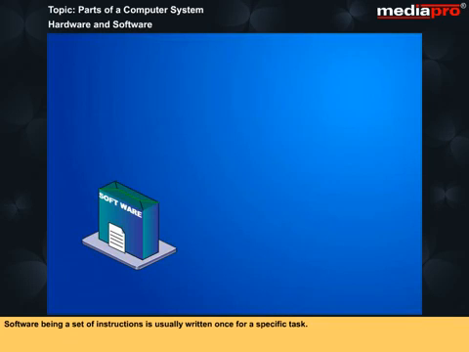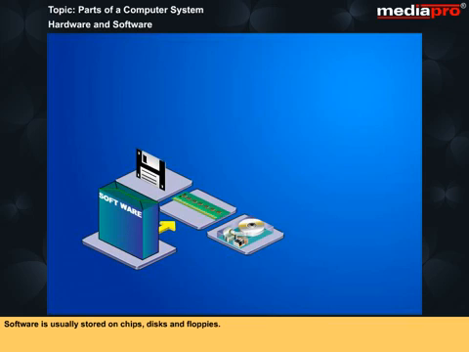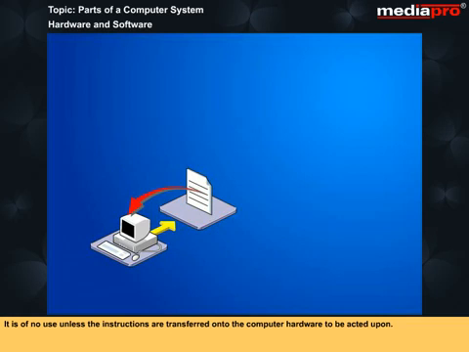Software, being a set of instructions, is usually written once for a specific task. Software is usually stored on chips, disks, and floppies. It is of no use unless the instructions are transferred onto the computer hardware to be acted upon.